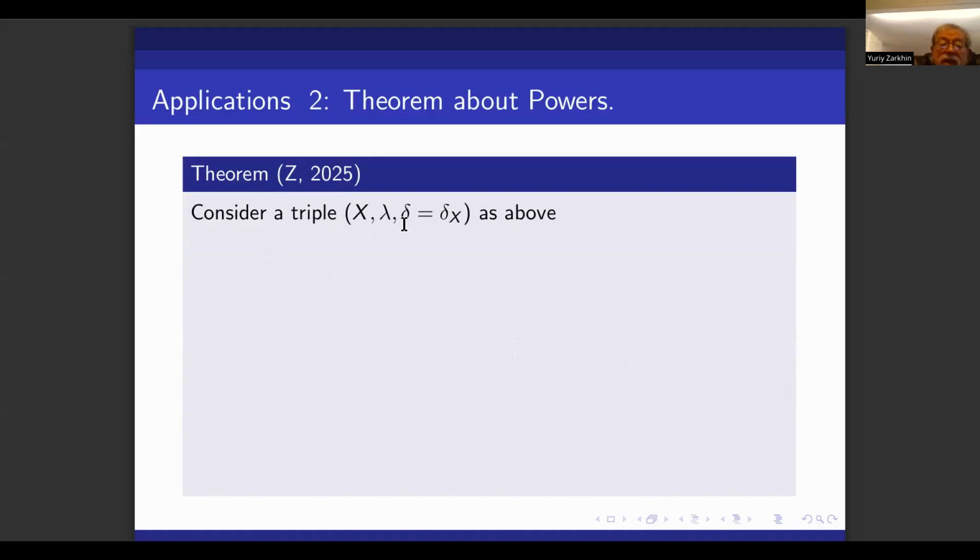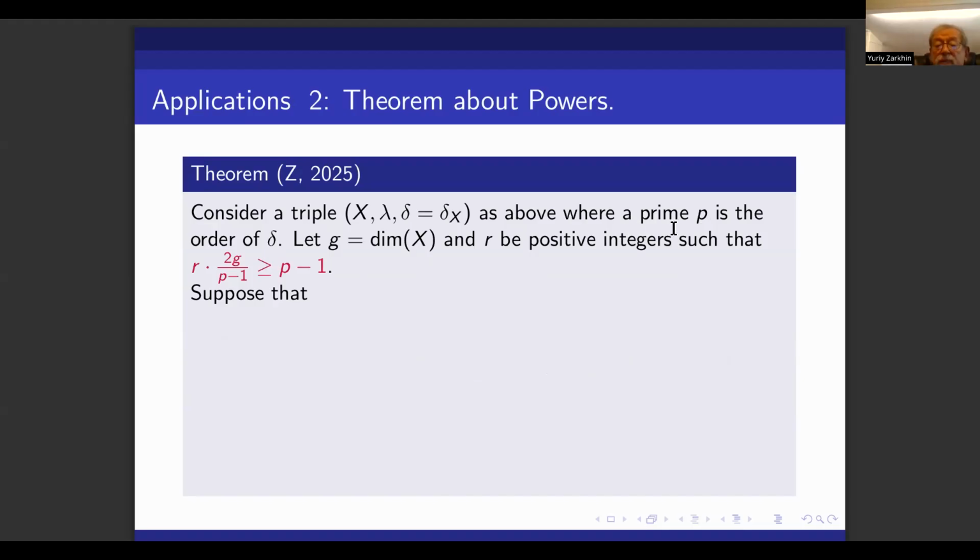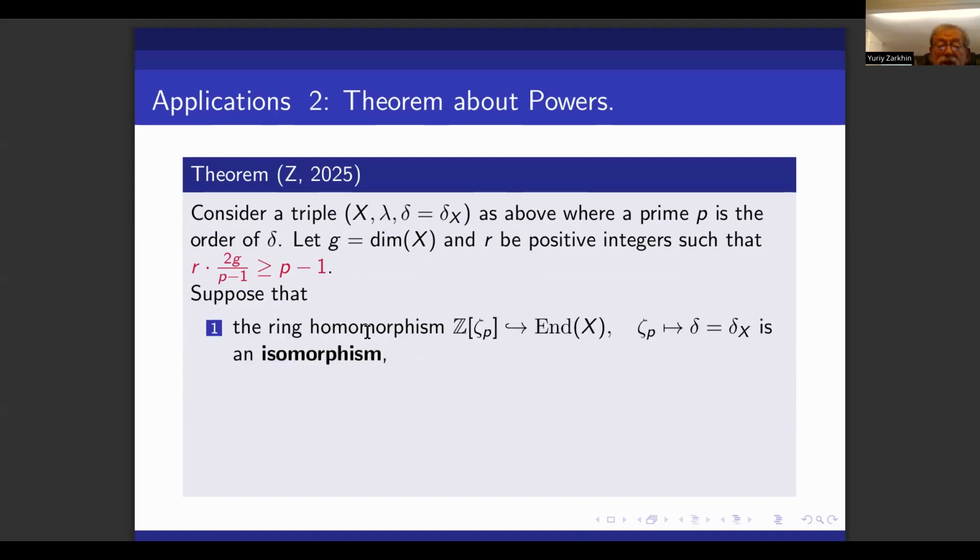Consider a triple (X, λ, δ), which is δ, let me denote it by δ_X as above, where prime p is the order of δ, and it satisfies the square-atom equation. Let g equal the dimension of X and r be positive integers, such that r times 2g divided by p minus 1 is at least p minus 1. Suppose that the endomorphism ring of X is actually generated by our δ. So End(X) is actually the p-cyclotomic ring.